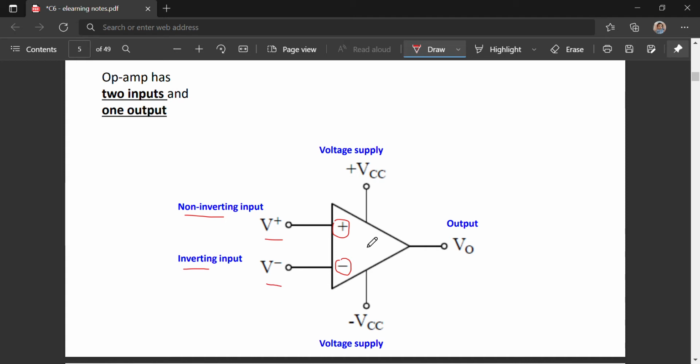To use this op-amp, we need to have a voltage supply to it. Usually it is plus VCC and minus VCC. It depends on the connection that is going to be used in your application. However, the output is only one.